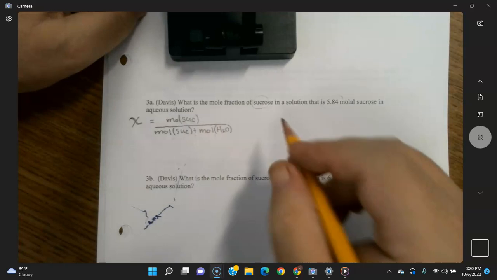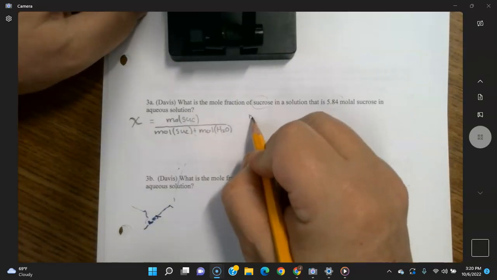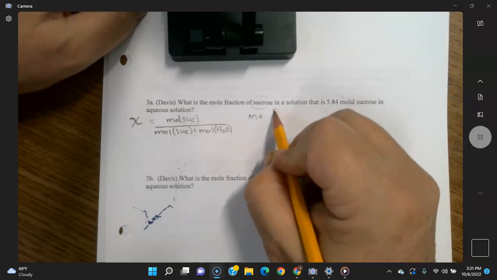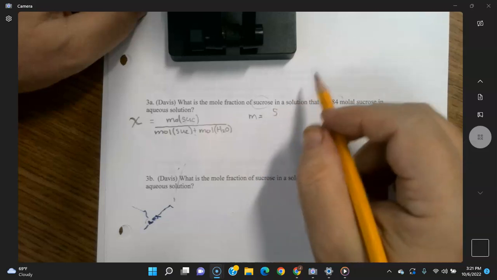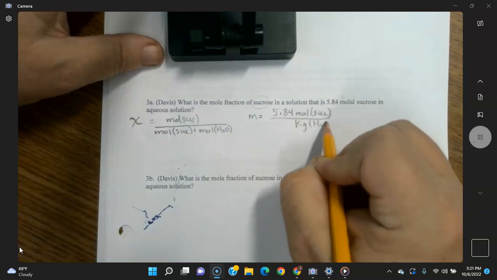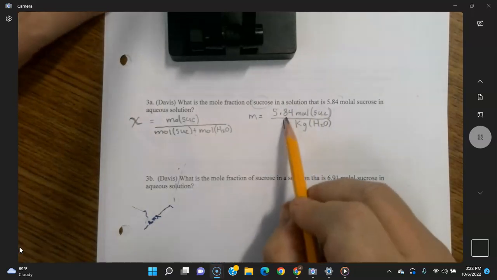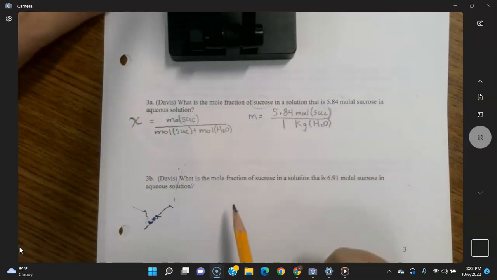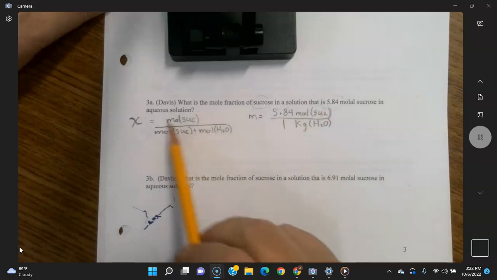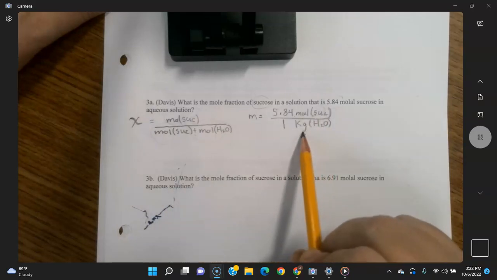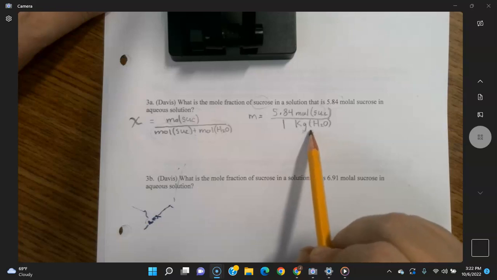So moles of sucrose. It says molality is 5.84. From our previous problem and from your sheet, molality is moles of solute over kilograms of solvent, which is the water. And this means for every 1 kilogram of water, we have 5.84 moles of sucrose. So we know the moles of sucrose right here. It's there and there. The only thing we've got to find out is the moles of water. So we have this much for every 1 kilogram, so we have to figure out how many moles is 1 kilogram of H2O.